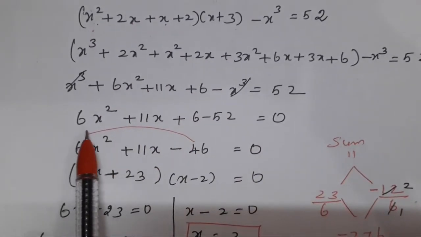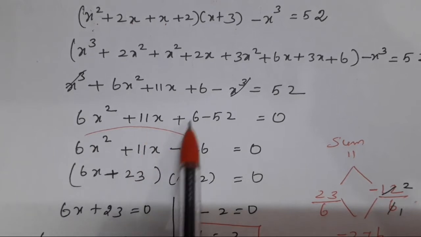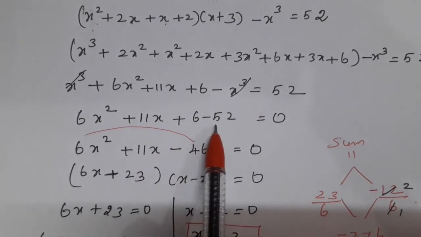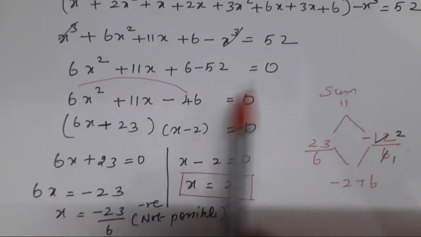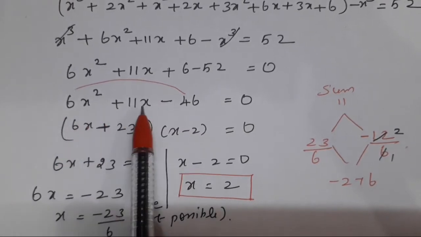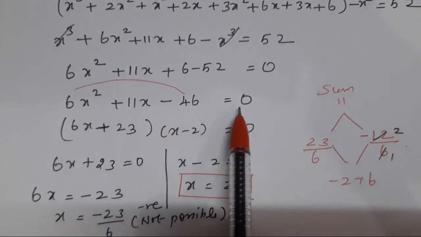That is, the quadratic equation becomes 6x square plus 11x plus 6, the plus 52 becomes what? 52 minus 52 equal to 0. That is nothing but 6x square plus 11x minus 46 equal to 0.